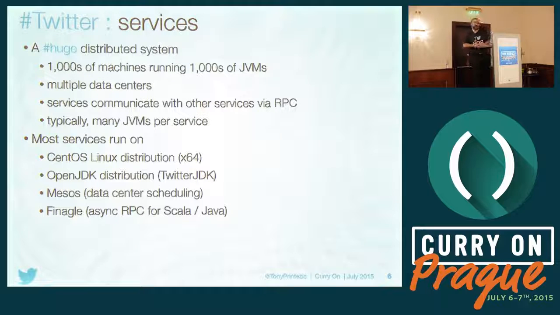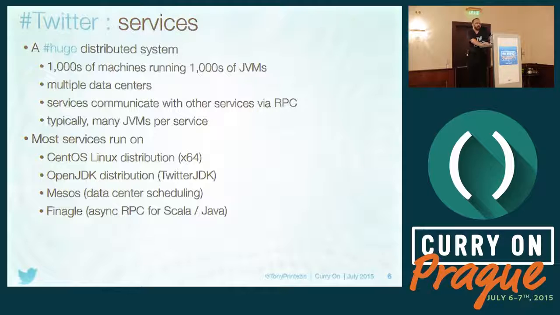And we have machines in several data centers. Services communicate with each other via RPC, as you can expect. Typically, we have many JVMs per service. There could be actually a small number, one or two. It could be hundreds. Depends on the service. Depends what sort of load the service has to handle.